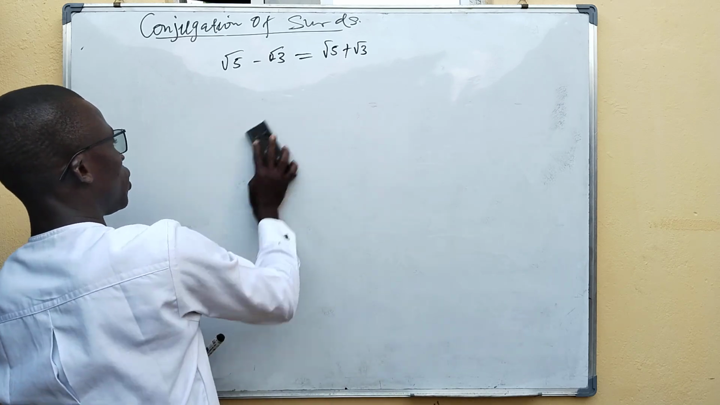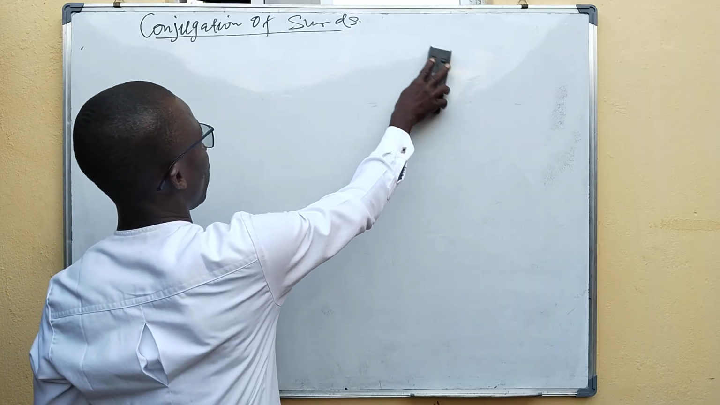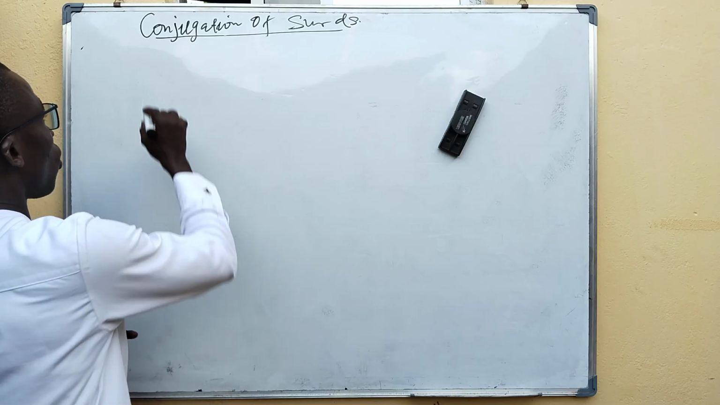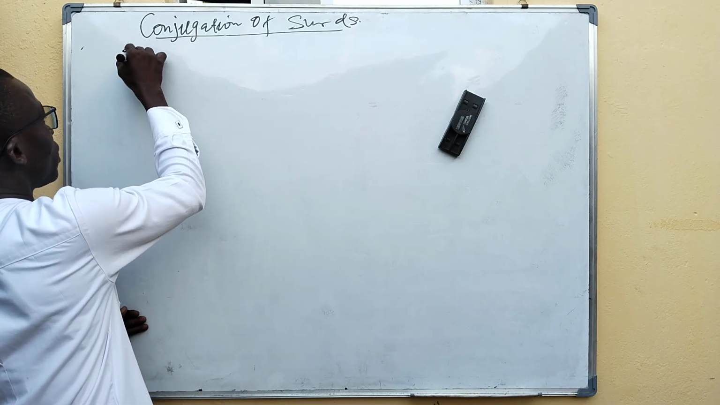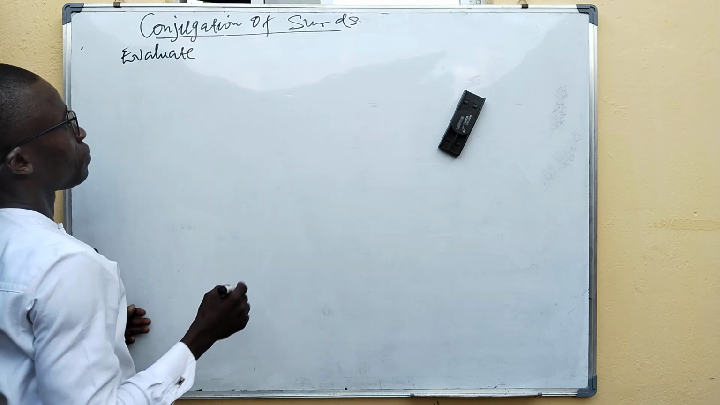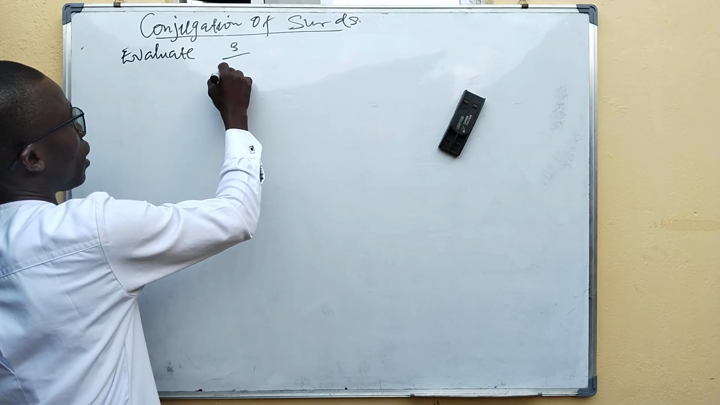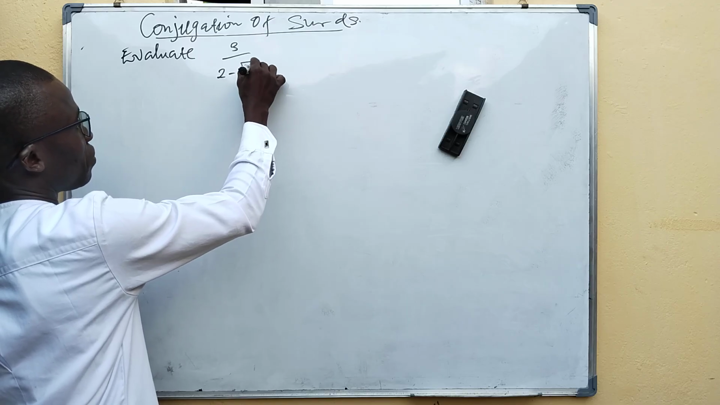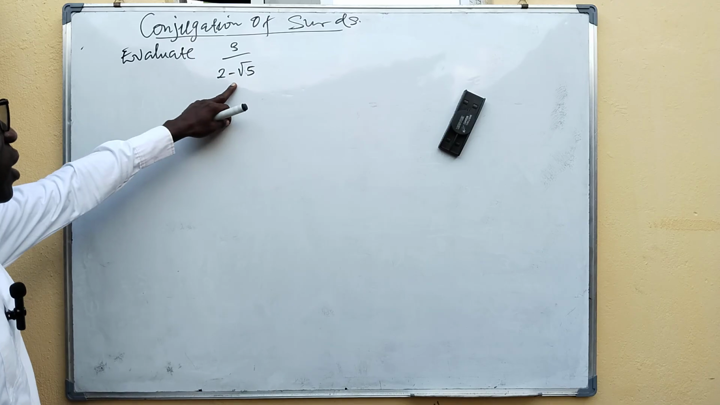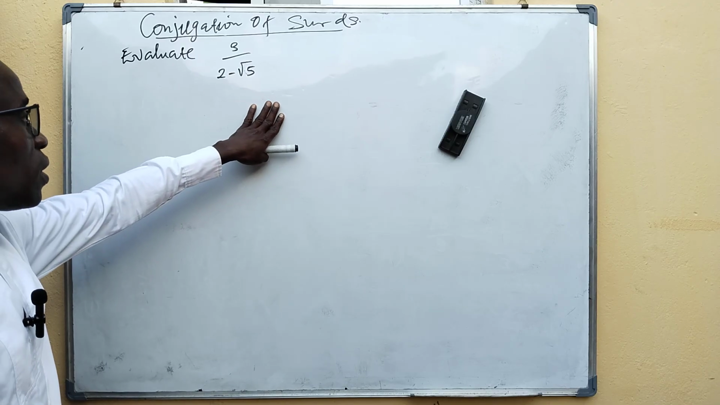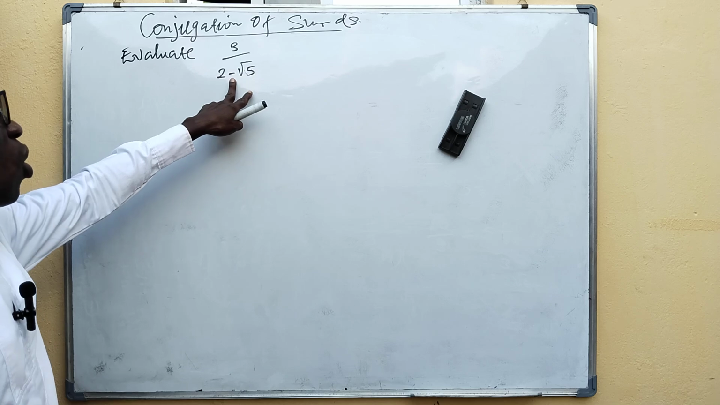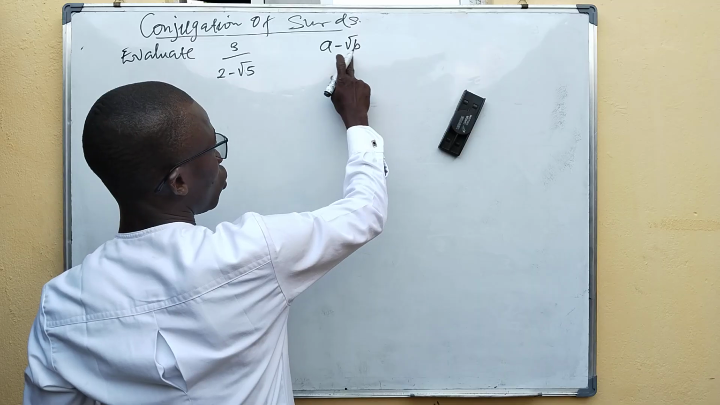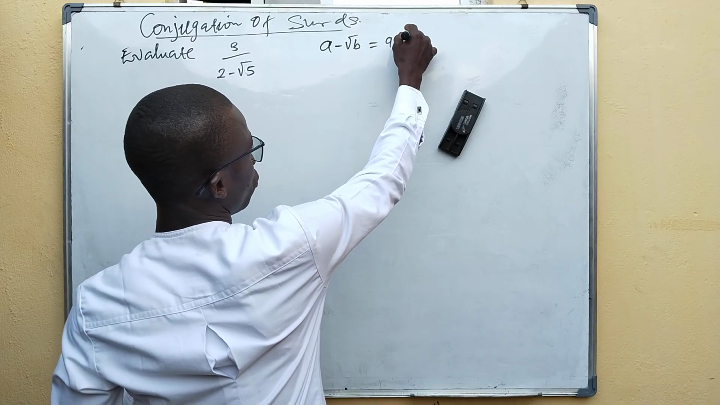So now, in conjugation of surds, if I have something like this, they say conjugate or evaluate, let me say 3 over 2 minus root 5. Okay, they say evaluate this. There's nothing much to do here. Instead, you should work on it based on what we've done. Remember, I said a minus root b, the conjugation of this will give you a plus root b.